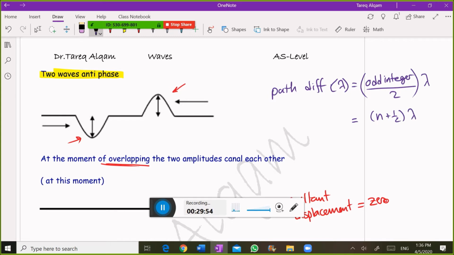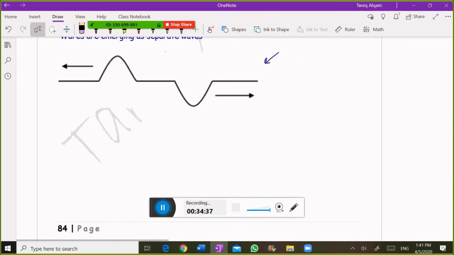Guys, because you have to write this in your explanation, and later on I will show you, we have to write why there's destructive interference here. You have to mention that the path difference is n plus half lambda. Okay, guys.